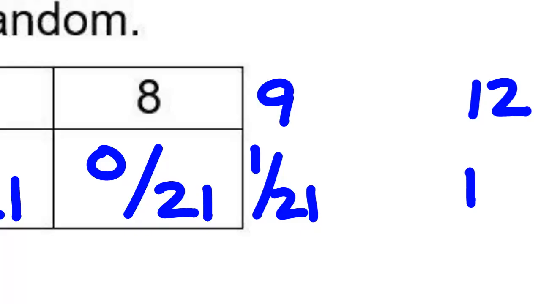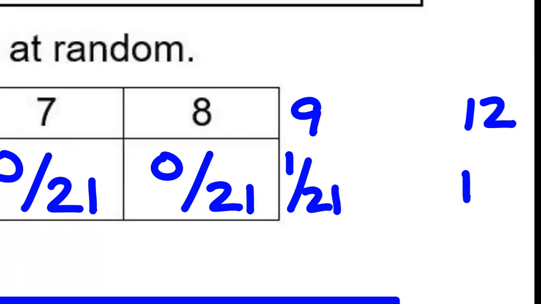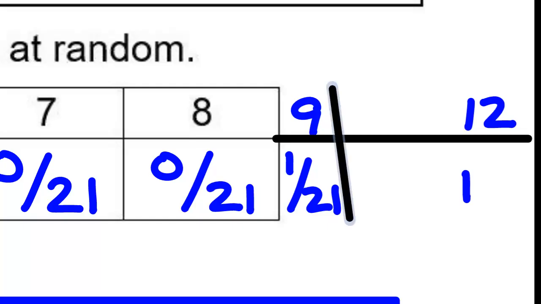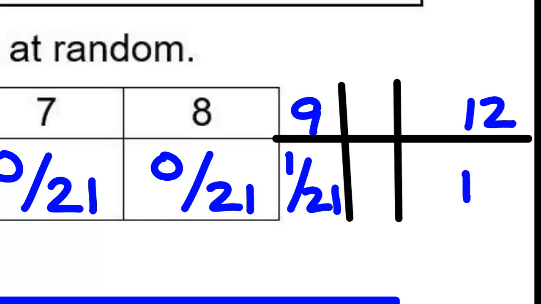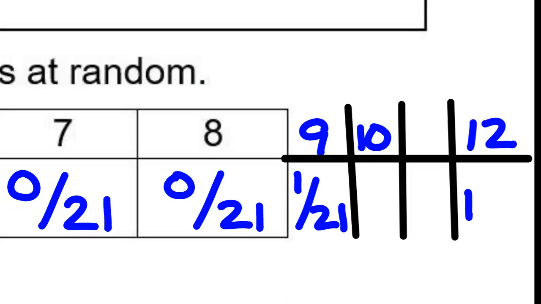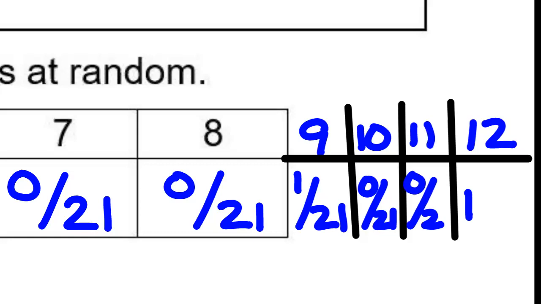Do I need to include the numbers that we didn't have up here between 9 and 12? Do you think we should include those? Yes, we should. So let's go ahead and add those in. So I need to include 10 and 11 here. For 10, what's our probability? 0 out of 21. For 11, 0 out of 21. And then 12 would be 1 out of 21.